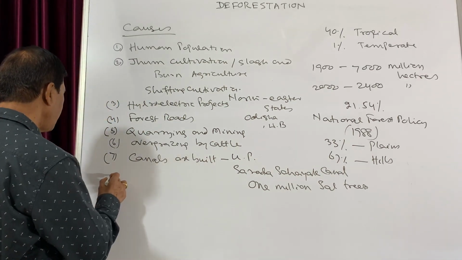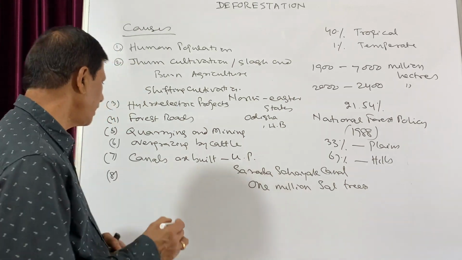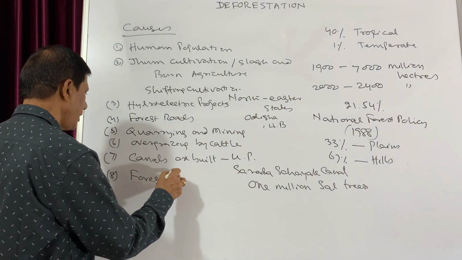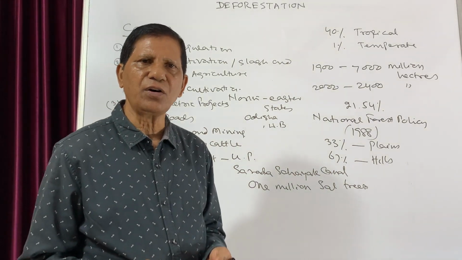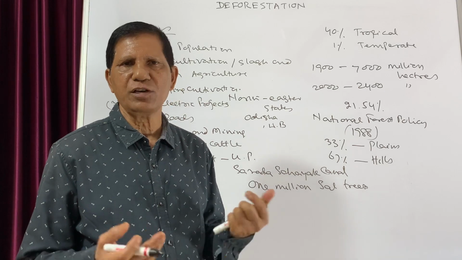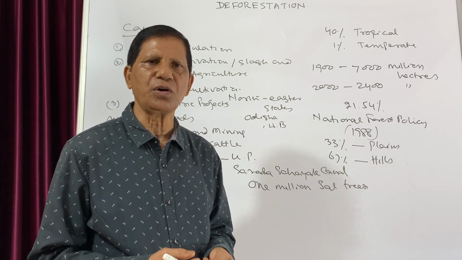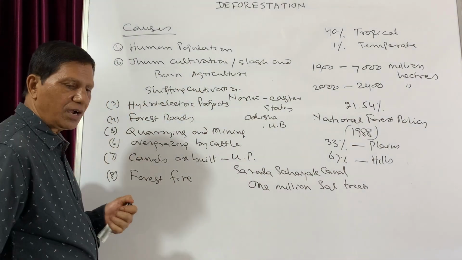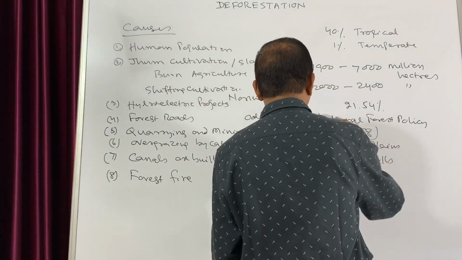And another important point, which is very common in most parts of the world, is forest fire. Forest fire is very common, either accidental or intentional. Once there is fire in the forest, it is very difficult to control it. So these are some of the causes of deforestation. Now let us discuss what the effects are.